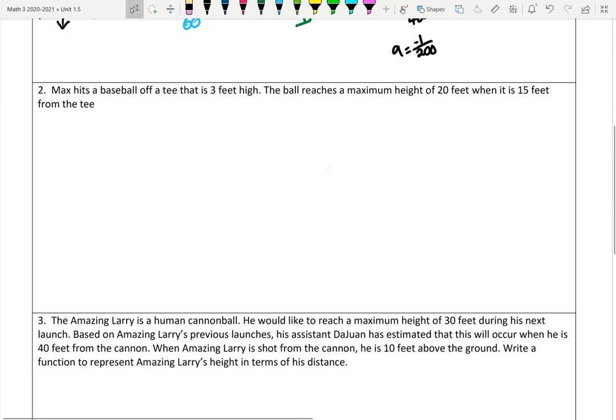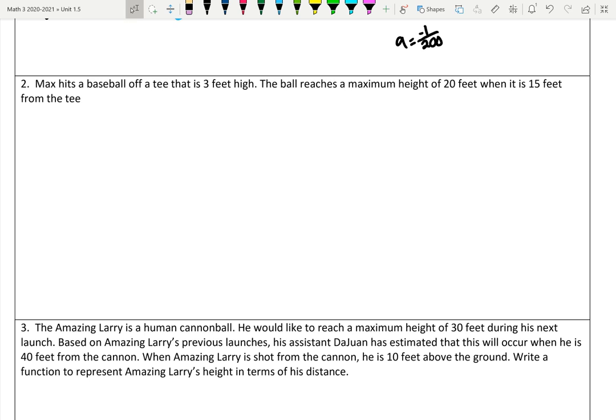Number 2. Max hits a baseball off of a tee that is 3 feet high. The ball reaches a maximum height of 20 feet when it is 15 feet from the tee. So very similar. He has a tee that is 3 feet high. This is 0, 3. He's going to hit that baseball, and it's going to go whoosh. It's going to go up, and it's going to fall back down. It is going to be a maximum. So where is that maximum?